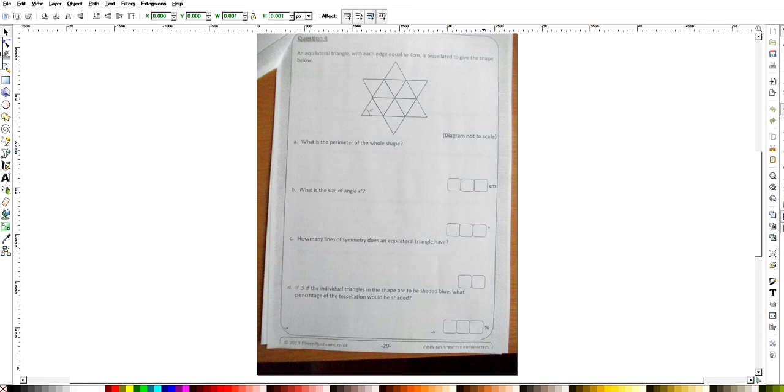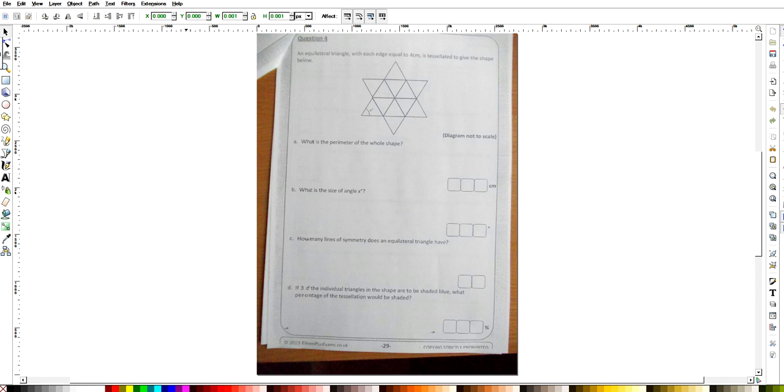Okay, the next question, question number 4. Moid, read it to us. An equilateral triangle which each edge equal to 4 centimeters is tessellated to give the shape below. Equilateral triangle means all the lengths are the same. Equilateral triangle, all the lengths are the same, all the angles are the same. That's the equilateral triangle. What is the perimeter of the whole shape?